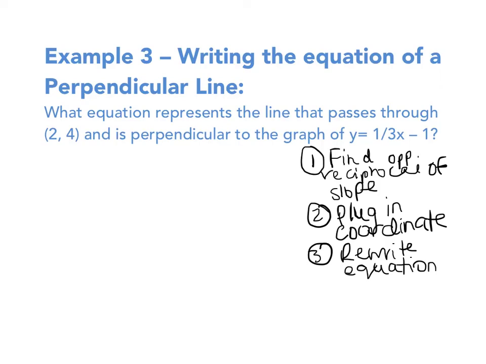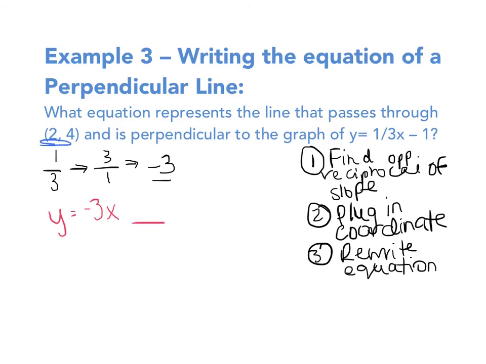Okay, so we have a slope of 1/3, and I need a line that's perpendicular to that. So I'm going to find the reciprocal, which is 3 over 1, and then I'm going to make it negative. So the slope of the perpendicular line to y equals 1/3 x minus 1 is negative 3. So we'll start with that. So we have y equals negative 3x, and then some sort of y-intercept here. I don't know what it is yet.